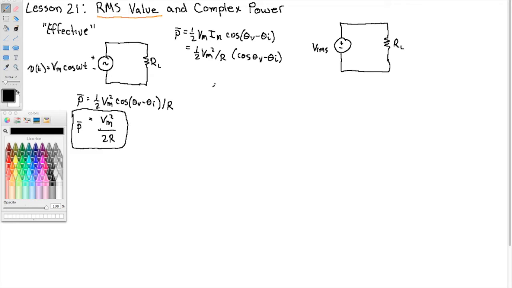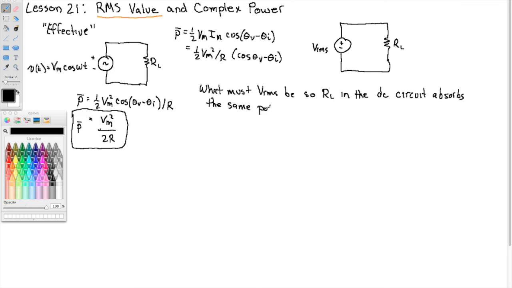I'm going to write that down actually. What must V Rms be? So RL in the DC circuit absorbs the same power as it did on average in the AC circuit.